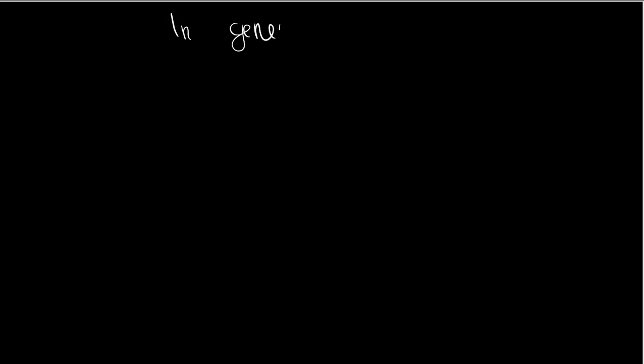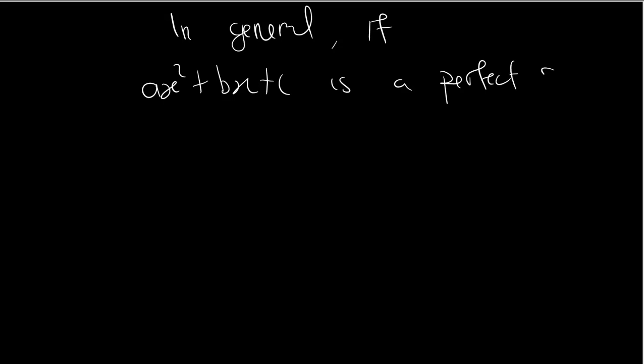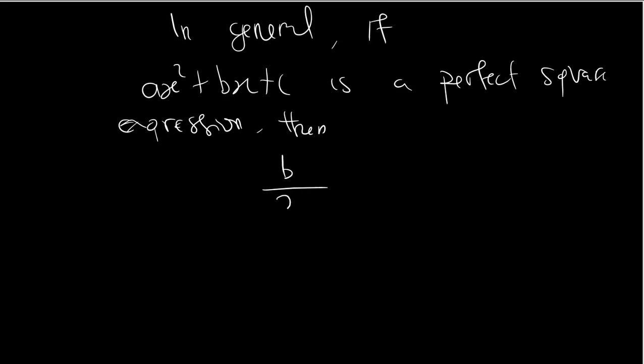In general, if ax squared plus bx plus c is a perfect square expression, then this particular condition must hold. That is, (b over 2a) all squared is supposed to be equal to c over a. This is a condition that governs a perfect square expression if you have it in the general form.